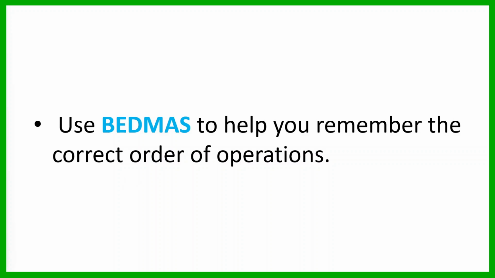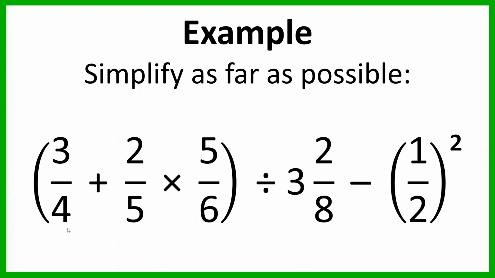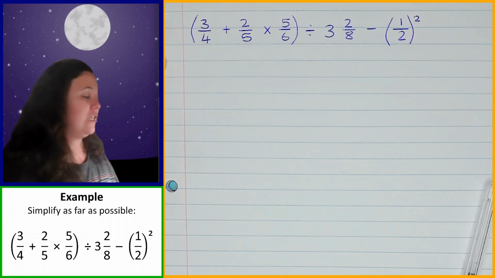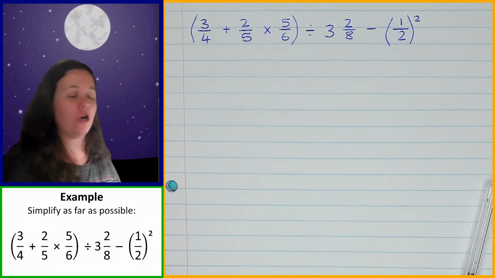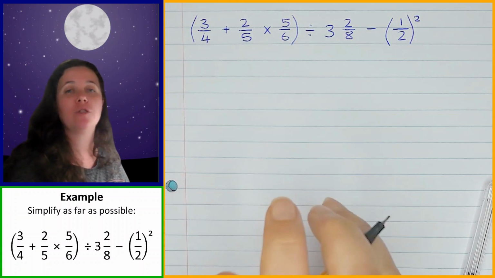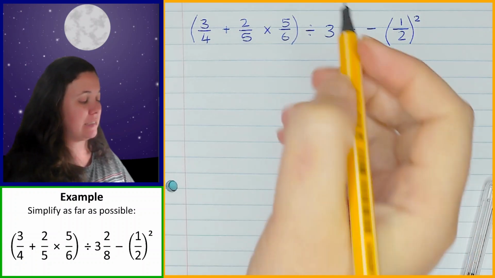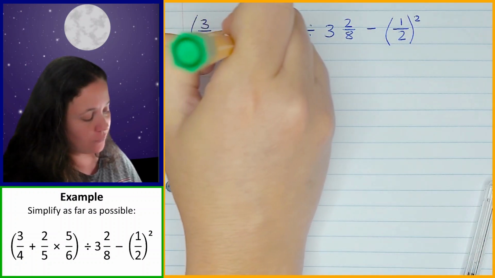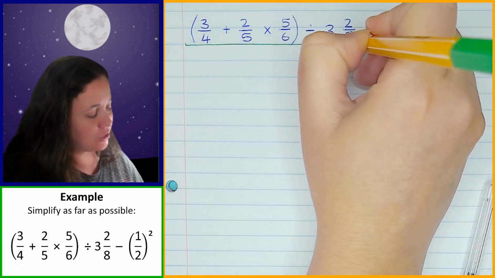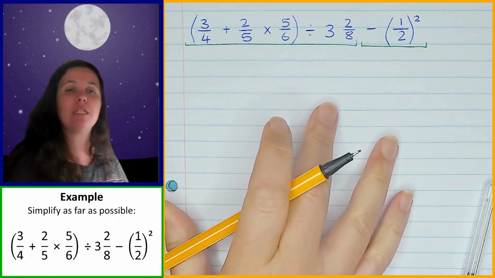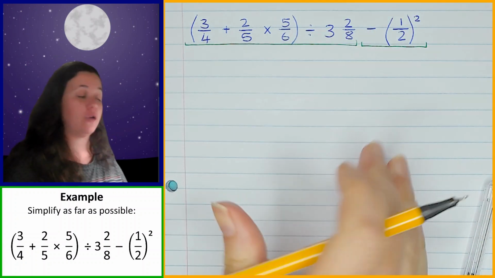Let's go through an example using BEDMAS to simplify an expression that has multiple or mixed operations. Here we've got the question 3/4 plus 2/5 times 5/6 in brackets divided by 3 2/8 minus a half squared. Let's have a look at how we would do this question. First of all, let's look at where our terms are in this question. Remember, terms are separated by pluses and minuses. So the first term is this over here, and the second term is that over there. I'm going to be applying BEDMAS within each term separately.